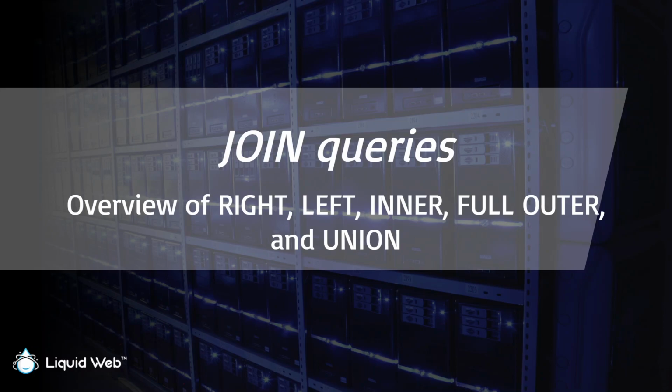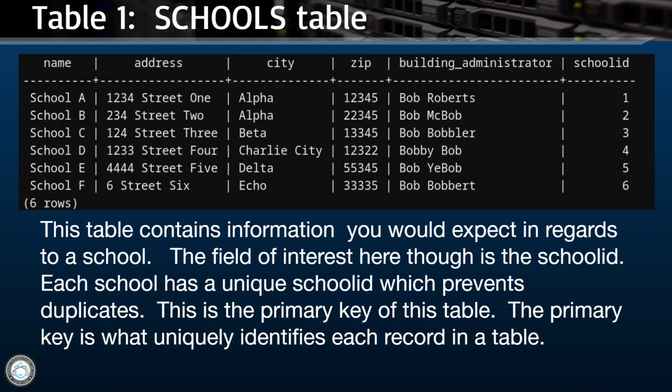There's 4 different join queries that we want to talk about: the right, left, inner, and the full outer. And we're also going to talk about union, and we'll get to that towards the end. So to explain the different types of joins, I've set up a simple database, and inside the database are 3 tables with data you would expect from a school district.